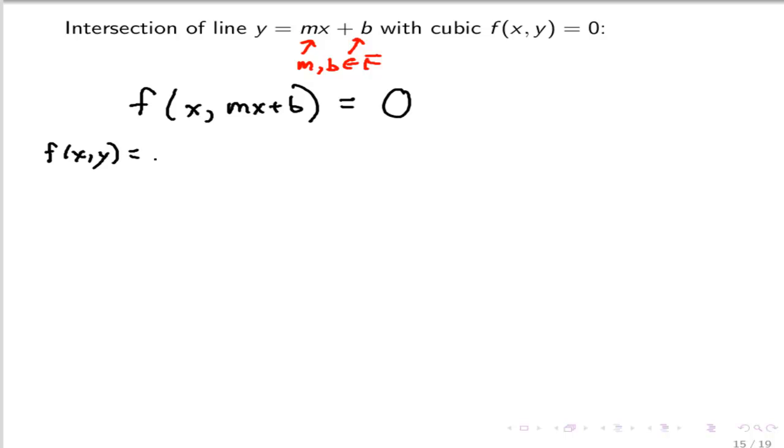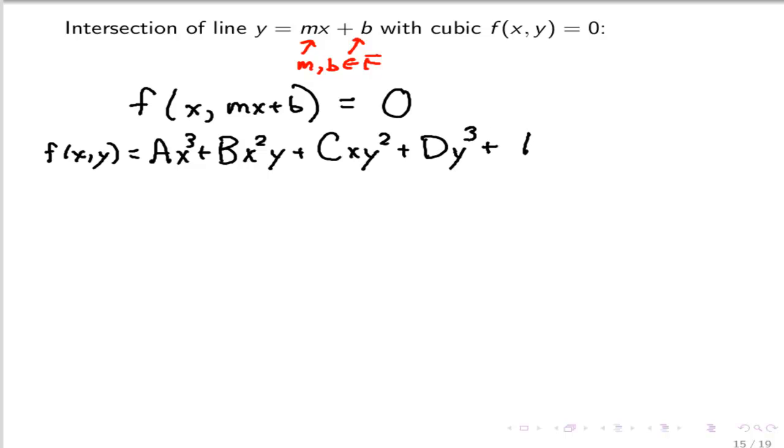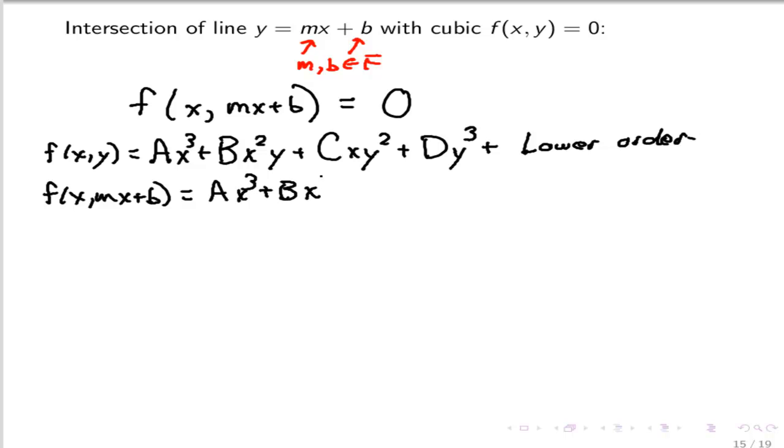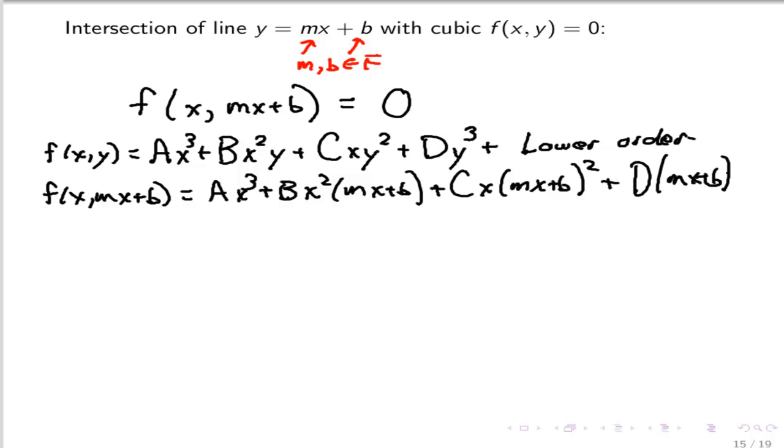is some cubic polynomial, maybe ax cubed, and you'll have a bx squared y and a cxy squared and a dy cubed, and then you'll have some lower order terms, and then you're putting in an mx plus b. You have an mx plus b here, mx plus b squared, mx plus b cubed, and the lower order terms.